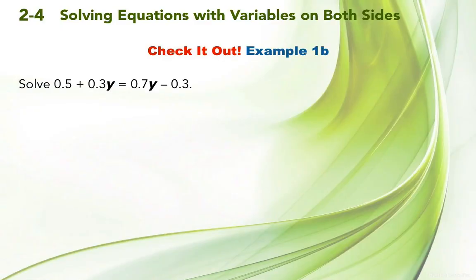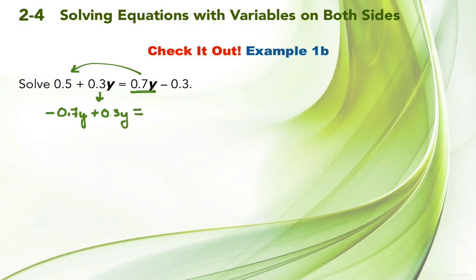Here we got some decimals to look at, but that's okay. We're going to do the same method. Variable terms got to go to my left, so this one here has got to go over here. So this will be a negative 0.7y. This is going to just drop down, stay on the same side, 0.3y.